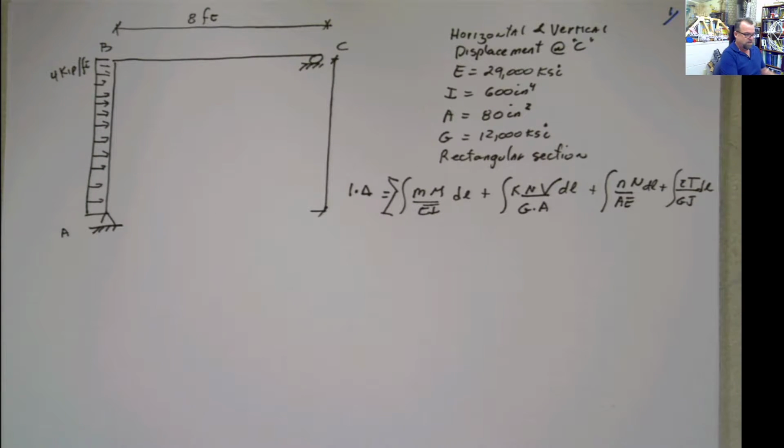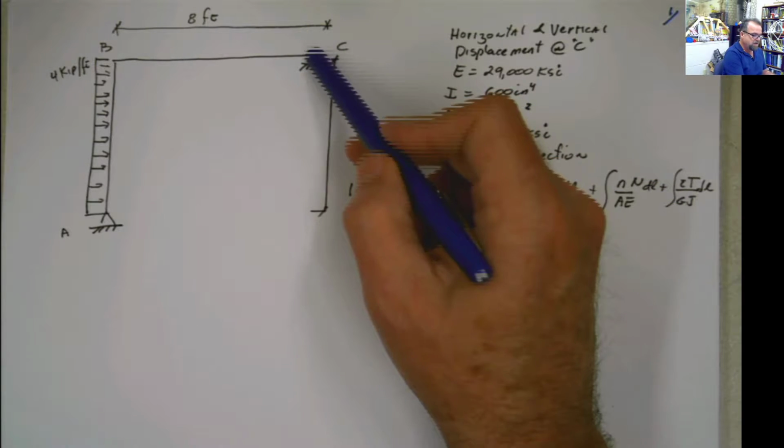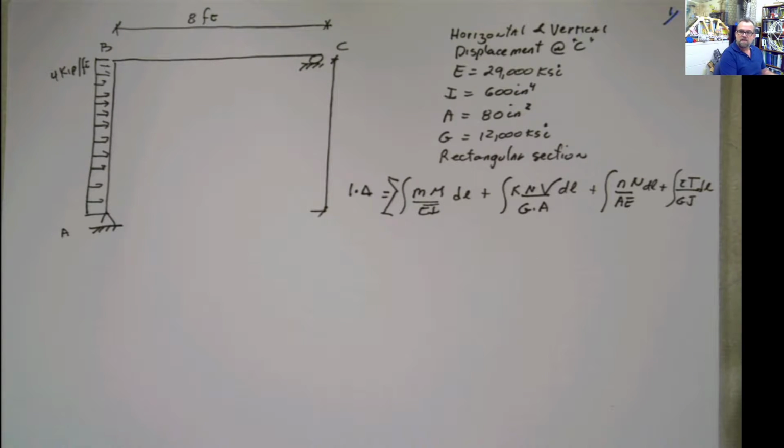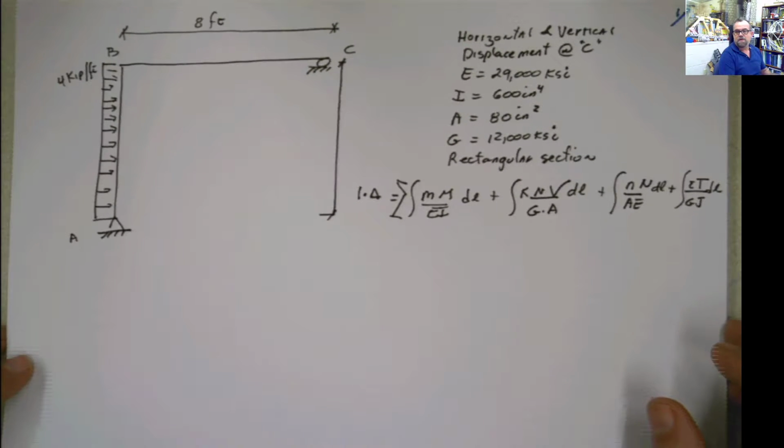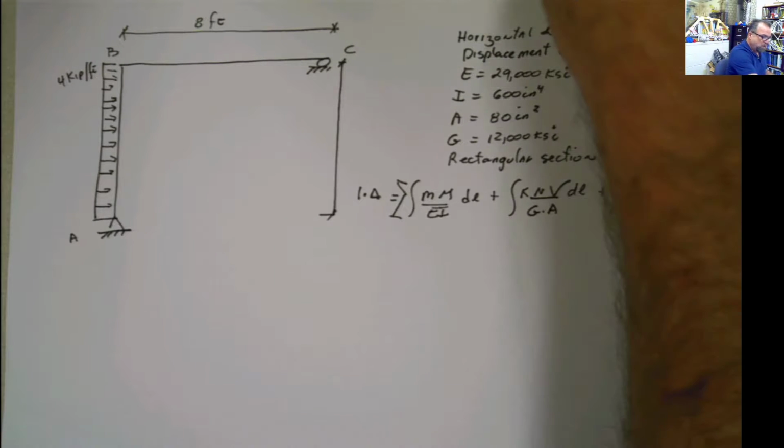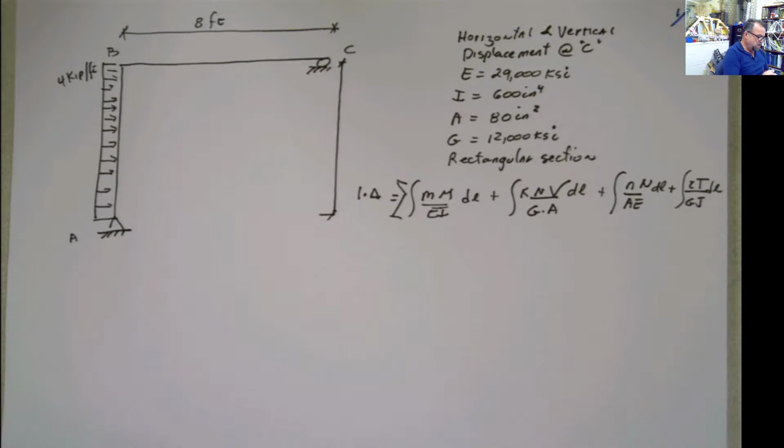Please read vertical displacement. How is this going to have any vertical displacement at C if this is a roller? The only possibility for that to have a vertical displacement is if the roller collapses, and that's not the case. I mean, you're not supposed to have that happen, but you can discuss it, at least. So we don't have to worry about vertical displacement, just horizontal displacement.